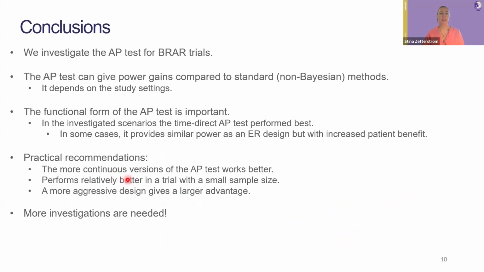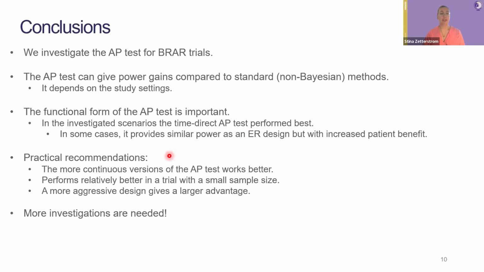So to conclude, we have investigated the AP test for BRAR trials with 2 treatment arms and binary outcome. And we saw that the AP test can give power gains compared to standard non-Bayesian methods, but it depends on the study settings. We also saw that the functional form of the AP test is important, and in the investigated scenarios, the time-direct AP test performed best, although there were alternatives that performed quite similar. And in some cases, it actually provides similar power as an equal randomization design, but with the increased patient benefit.